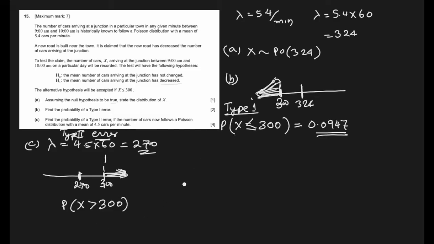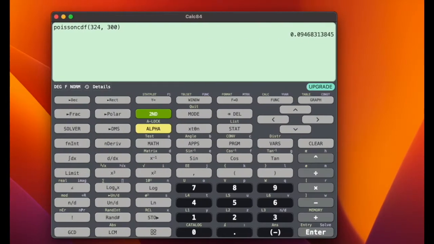But our calculator will give only us less than, so we can write it as 1 minus probability of x is less than or equal to 300. So this less than 300 will give us this probability, but we want more than 300, so we'll subtract it from 1 and we get the right one. So let's move on to our calculator once more. Okay, so in place of 324 now I will write 270.